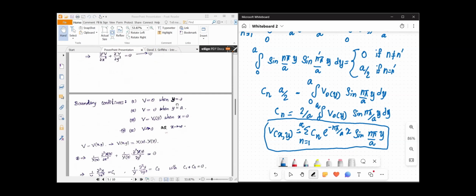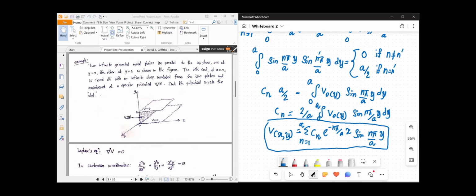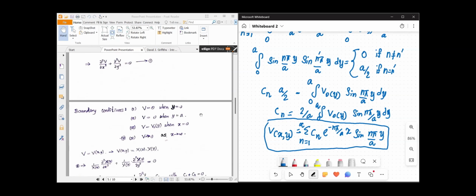So at the first metal plate, potential is 0. At the second metal plate, potential is 0. And there is an insulated plate at x is equal to 0, and it is maintained at this specific potential. And also we have only the potential here at x is equal to 0. And then once x is going to infinity, the majority influence for the potential will be from these two grounded plates. So when x is going to infinity, potential should reach 0.